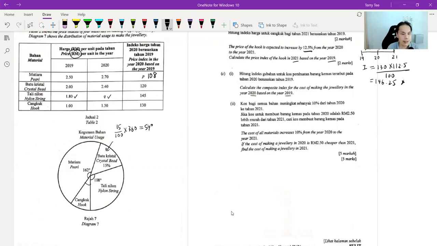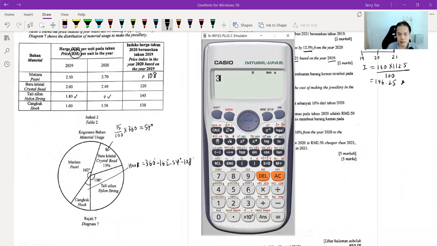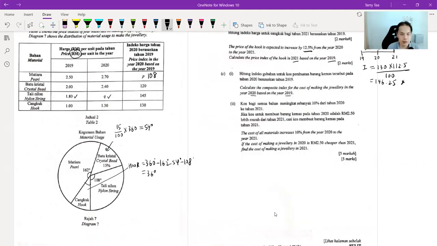Now, not only that, we need to find the angle for the hook. Maybe I just put an arrow here for the hook. We take 360 minus 162 minus 54 and minus the angle for nylon string, 108. All these are angles in degrees. So let's take 360 minus 162 minus 54 minus 108. I got 36. Your angle is 36 degrees. So I've got all the angles that I need. I just have to find the weightage.